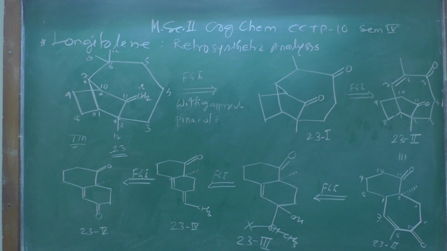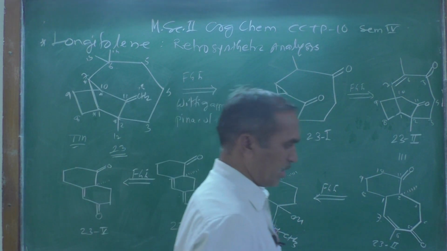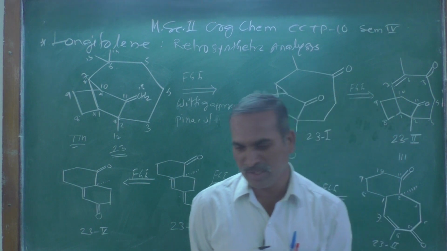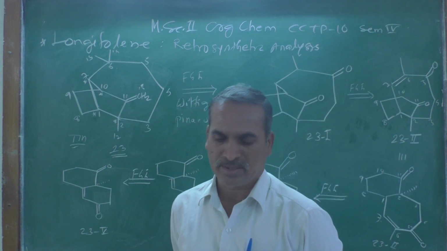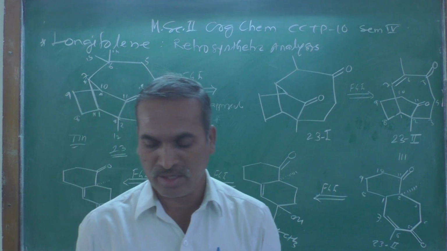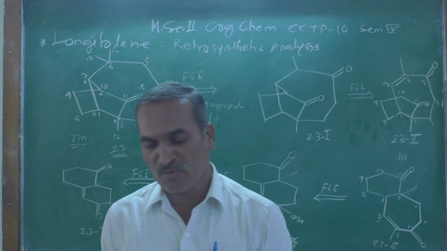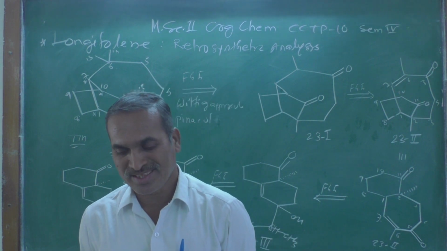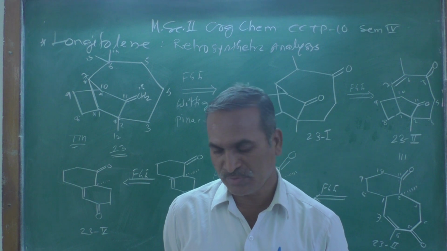So this is the retrosynthetic analysis. By using various approaches we arrived up to this, and that is known as retrosynthetic analysis. Retrosynthetic analysis is nothing but, what is that? This is scheme 23, the scheme number is represented over here. Retrosynthesis of longifolin corresponding to the synthesis in scheme number 24.